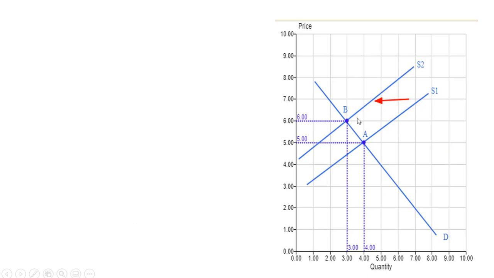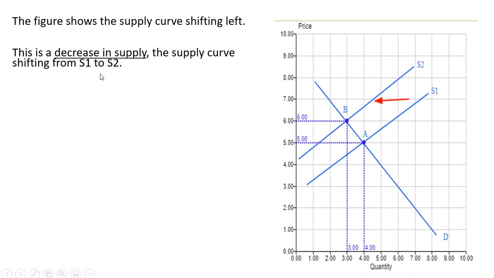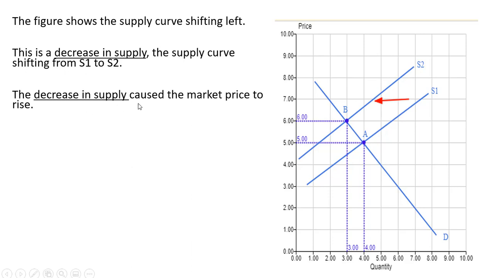Now let's take a look at this diagram. The figure shows the supply curve shifting left. This is referred to as a decrease in supply, the supply curve shifting from S1 to S2. The decrease in supply caused the market price to rise. Equilibrium price went from $5 to $6 per unit.